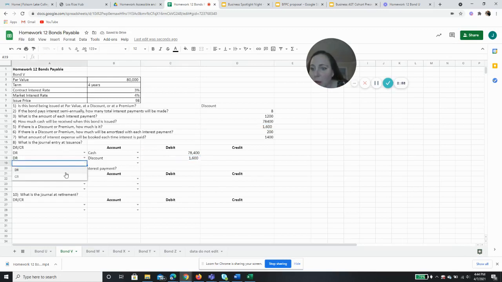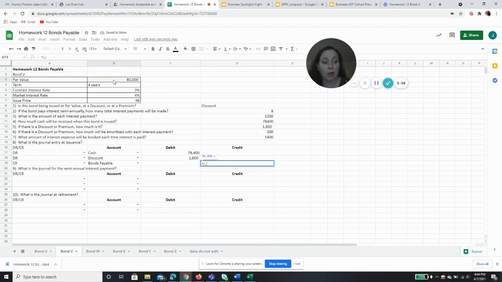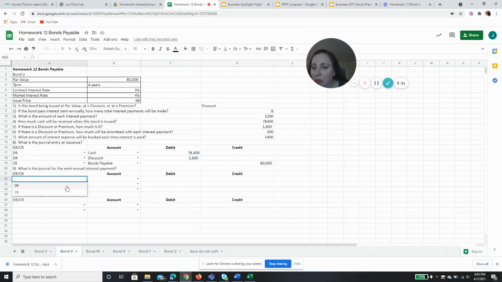And then we're going to credit bonds payable. And we're going to credit that for par value. Because remember, anytime we debit or credit bonds payable, we do it at par value. All right, so my debits are 80,000, my credits 80,000, my debits equal my credits. I'm a happy camper.